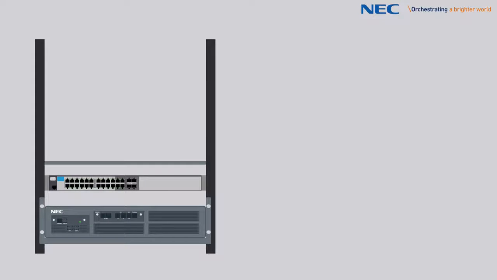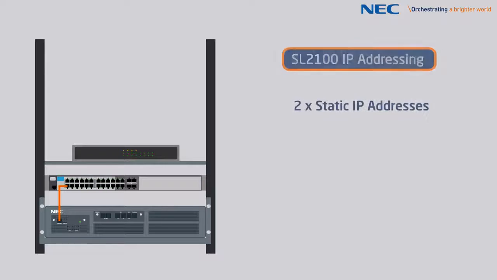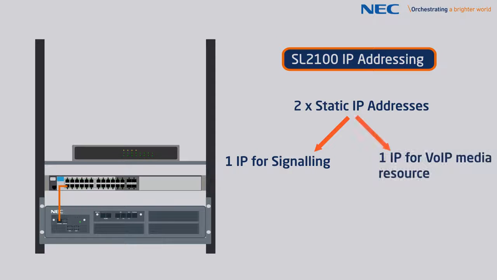You will need to know the LAN settings to configure the SL2100 to join the customer's network or voice LAN. The SL2100 will require 2 IP addresses in the customer's network, an IP address and subnet mask for signaling and an IP address for VoIP media resources.